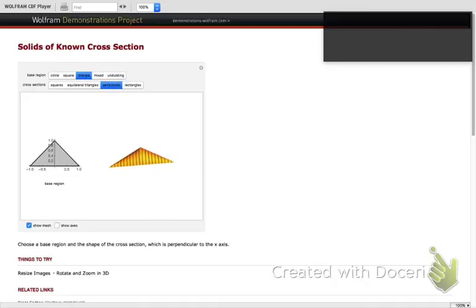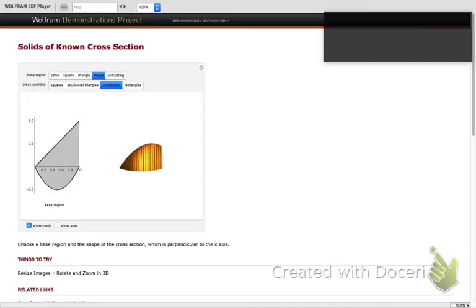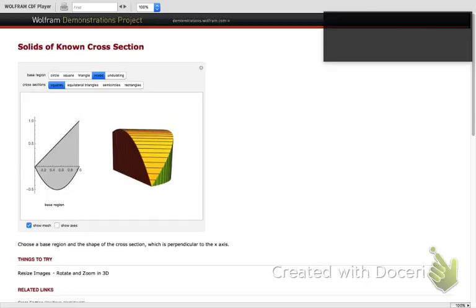It gets interesting. What if the base, this would be more of an AP sort of question, like what if we had a base like that and square cross sections? What if the base is essentially created by two different functions, like that? You can see that it's a curve down here and a line up there, and the cross sections are squares. It's hard to visualize. The math is really not that hard to do.